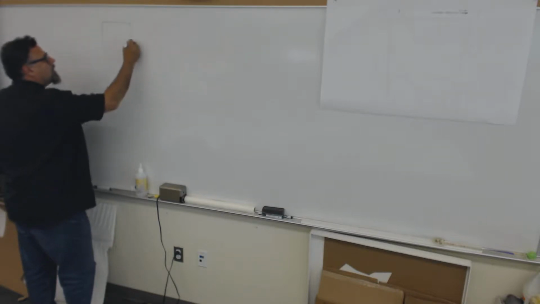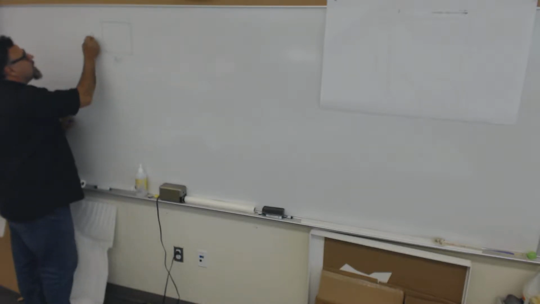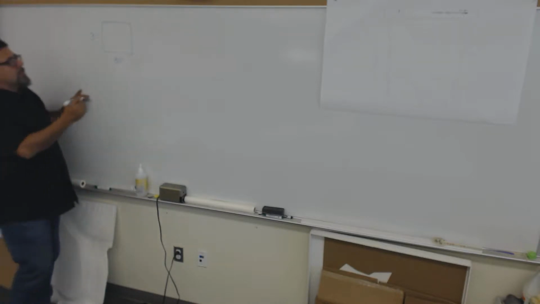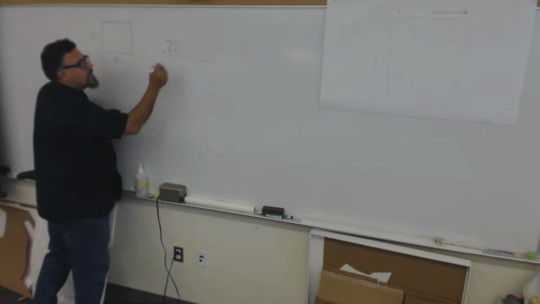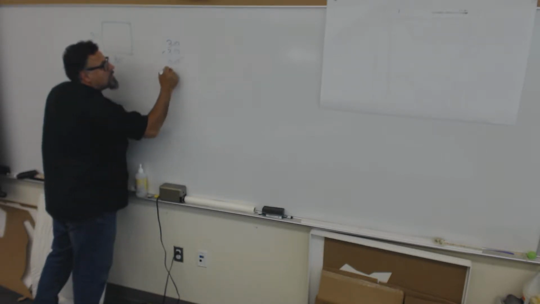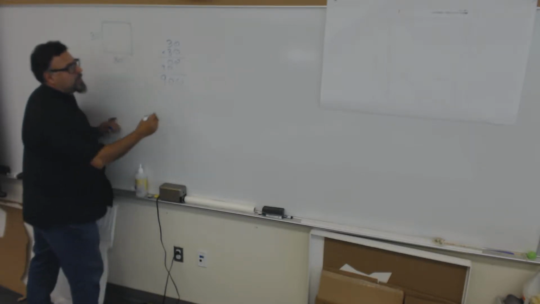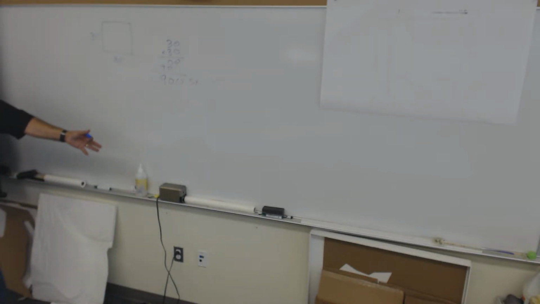So if I have a square, and it happens to be 30 feet by 30 feet, how many square feet are inside of that? 30 times 30. 0, 0, 3 times 3 is 9. Add it up, 900 square feet. Okay? Easy peasy. All right, good.